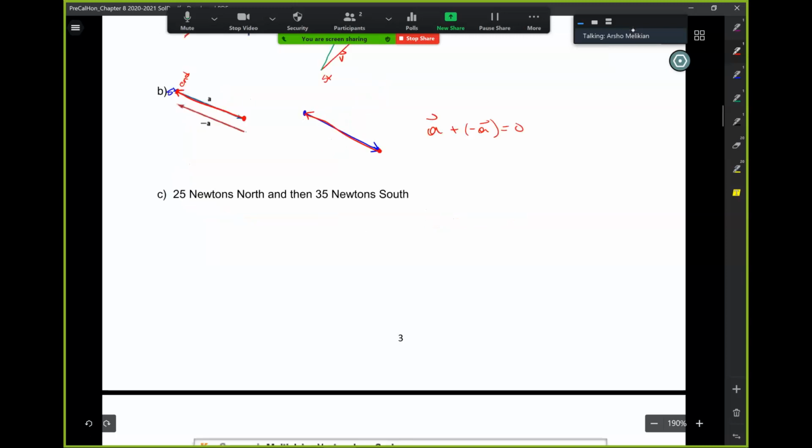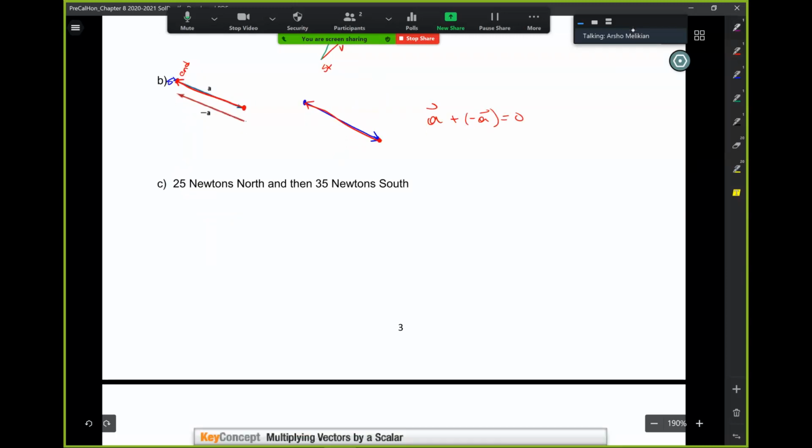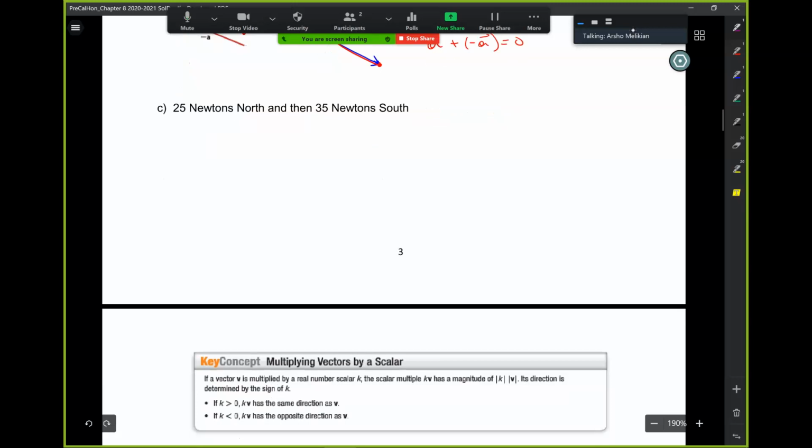That's pretty cool. Okay, yep, it is. So take a look at this one. You have a vector that goes 25 newtons north. So let's just draw that. 25 newtons north. And then 35 newtons south. So I'll do that one in another color, green, red. So from here, now you're going to go 35 newtons south.